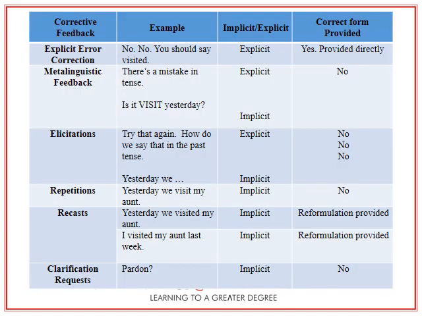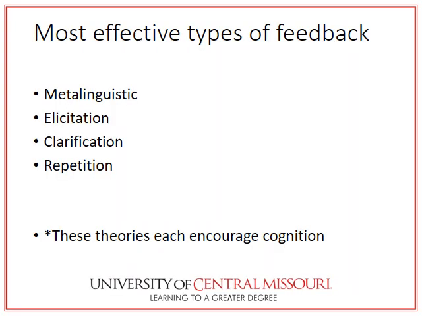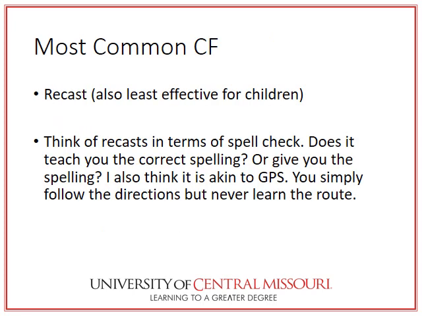This slide gives you an overview of each of the feedback forms that we've talked about. So the most effective types of feedback based on the research encourage cognition, and they are metalinguistic, elicitation, clarification, and repetition. The most common corrective feedback that is used is recast, but it's the least effective. It's also least effective for children.